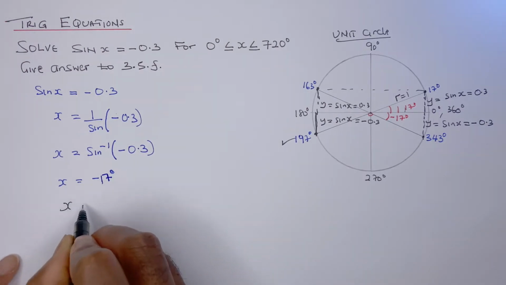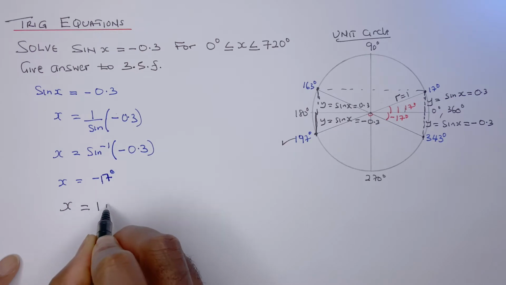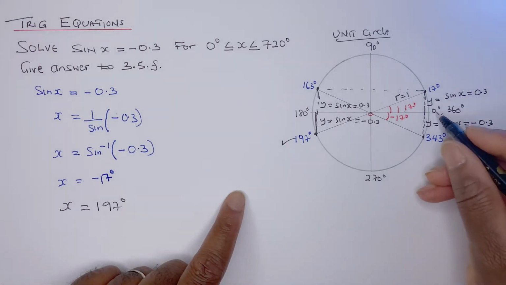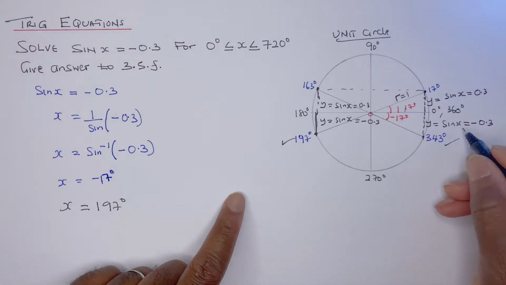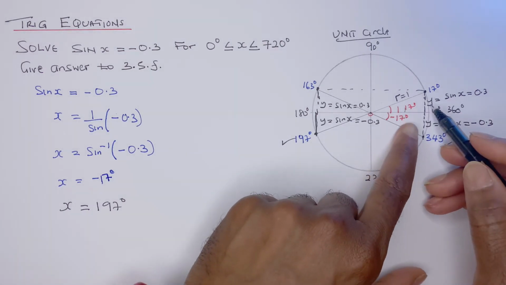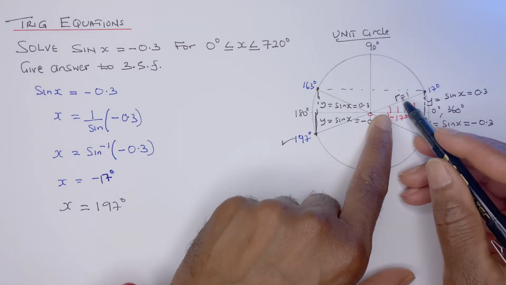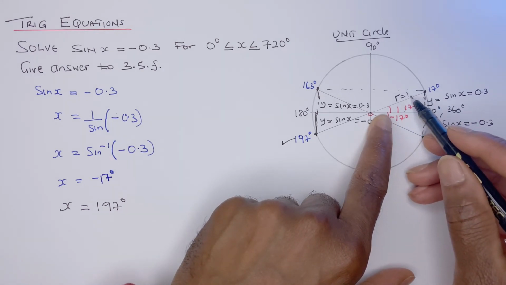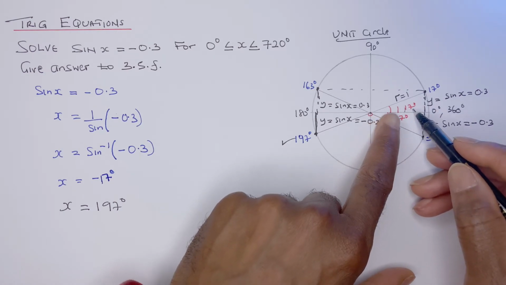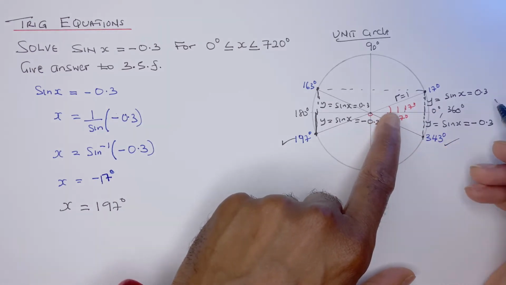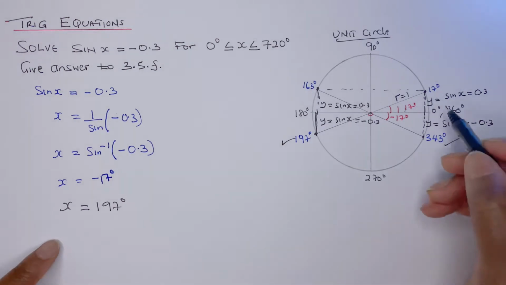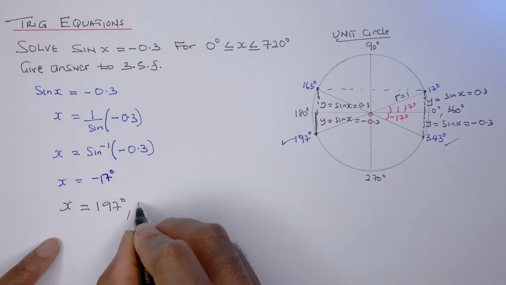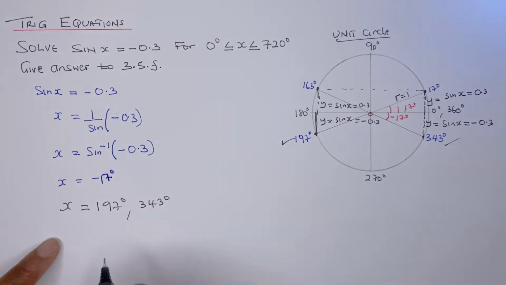So the x value will be equal to 197 degrees, and that one here, because that's negative y as well, which is sine, because sine is opposite over hypotenuse. So y over 1, which means sine of x will become y, because it's y over 1. So that's why we're saying that your y value is your sine. And the second value will be 343 degrees.